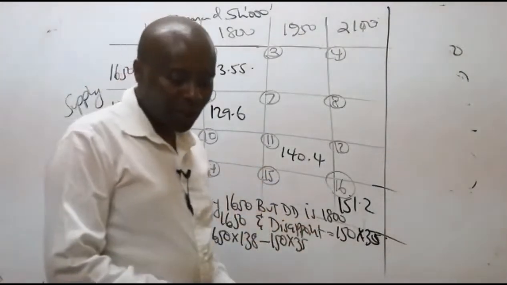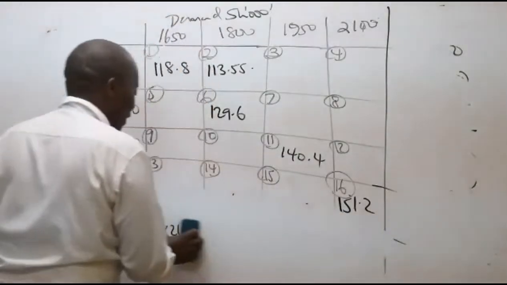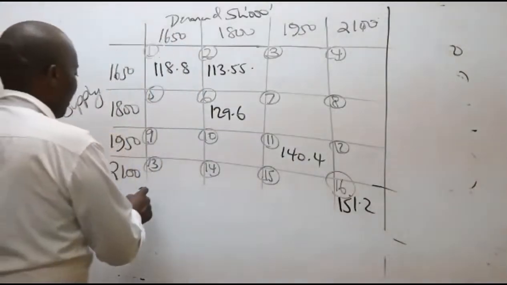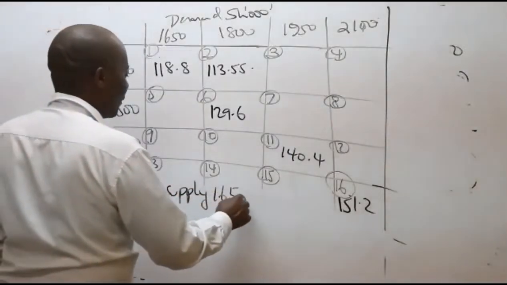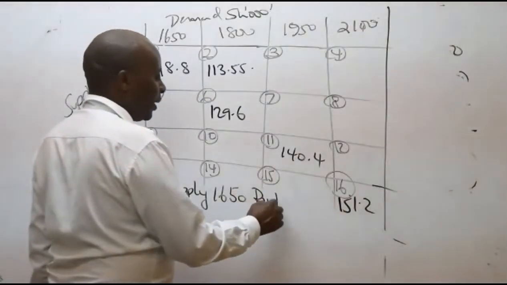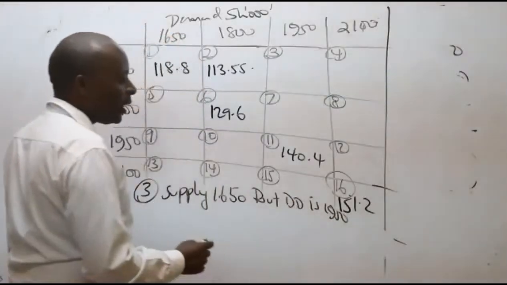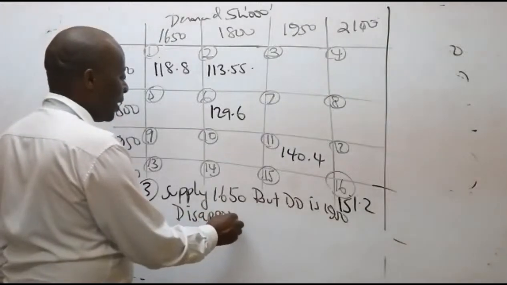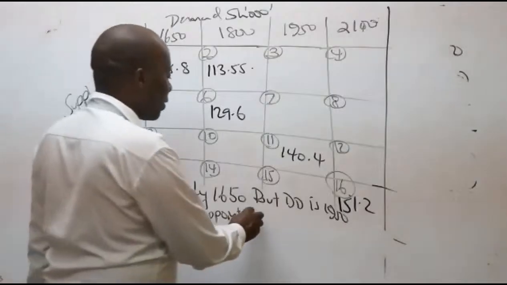So cell number three, what is happening? For cell number 3, I would want to make this very clear. For cell number 3, we supply 1650. Right? But demand is 1950. Meaning that we shall disappoint how many? How many shall we disappoint? Customers we shall disappoint. I'm being told it's 300.